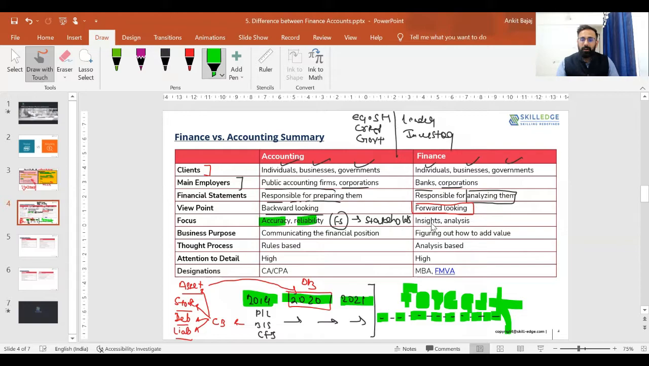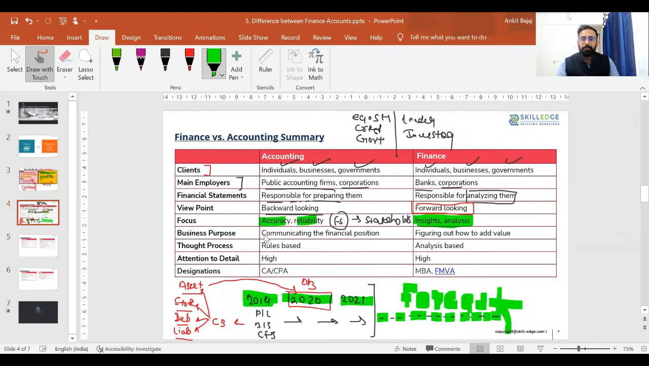Now what will be the function or focus of the financial analyst? They will take insight from financial statements and they will analyze. I've already told you they forecast the revenues, they forecast the profit. This is what analysis is. They will be calculating the future ratios. These are all the functions of a finance person, right?